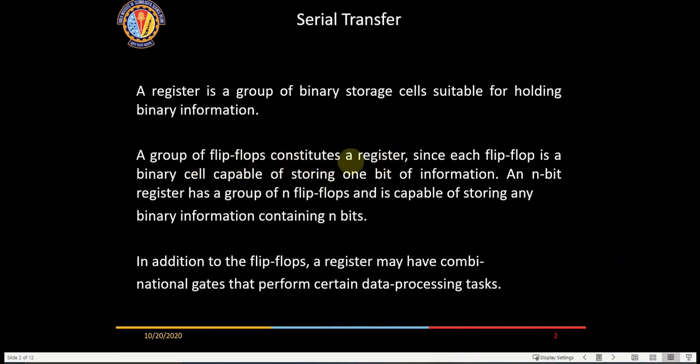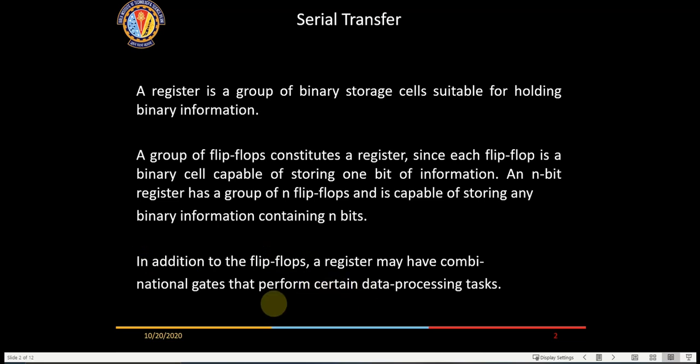Now it says a register is nothing but something which can store n bits. If it's an 8-bit register, it will have 8 flip-flops, and if it is a 16-bit register, it will have 16 flip-flops, and so on. In addition to flip-flops, registers may have combinational gates to perform certain data processing tasks. This is very, very important. It is not just the flip-flops, but also a register will have gates inside.